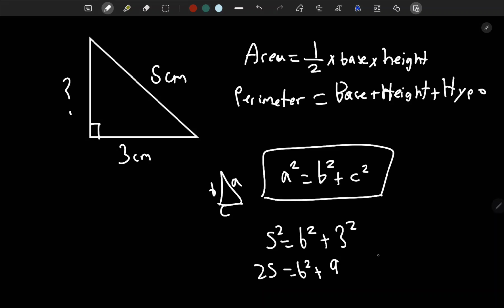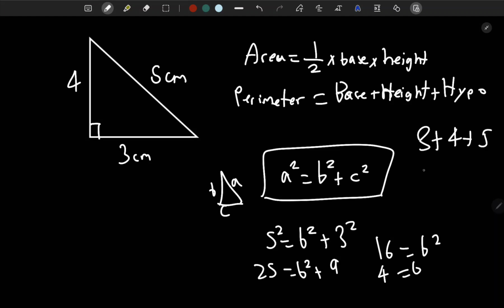So 25 minus 9 is 16, which is equal to B squared, and B is going to be 4. So here we find B to be 4 and then solve for the perimeter, which is going to be 3 plus 4 plus 5, which is 12 centimeters.